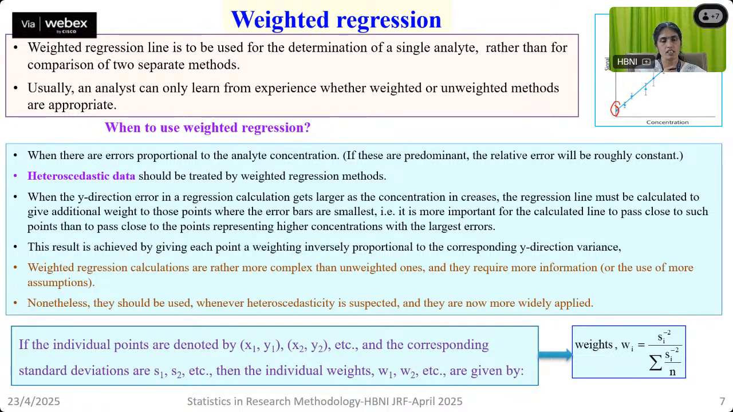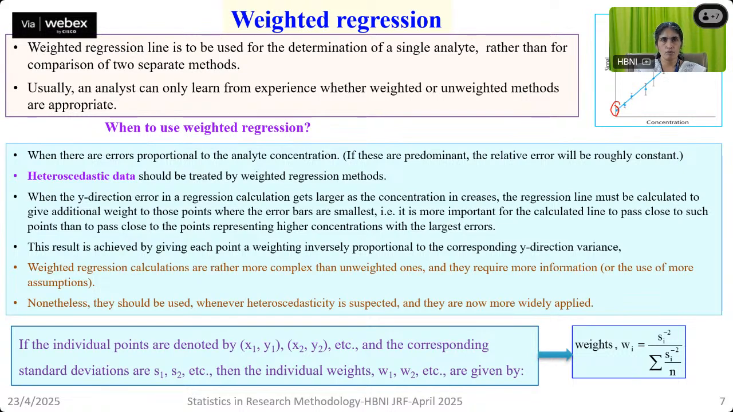This is achieved by giving each point a weightage inversely proportional to the corresponding y direction variance. As you see, if we are giving weightage to certain points over others, that means we are imposing certain conditions. Definitely, weighted regression calculations are more involved and complex than the ordinary or unweighted ones, and these require many times more input parameters, that is, standard deviation for the individual points. If not available, then we may have to presume some conditions.